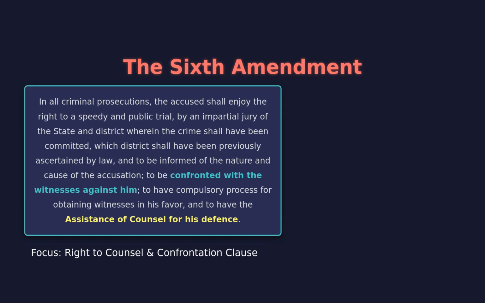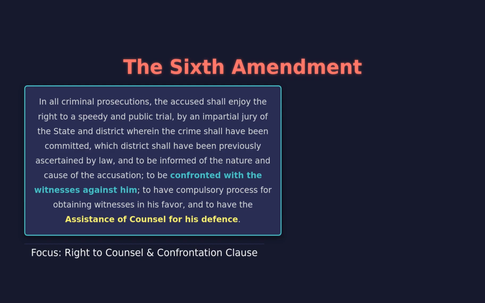impartial jury of the state and district wherein the crime shall have been committed, which district shall have been previously ascertained by law, and to be informed of the nature and cause of the accusation, to be confronted with the witnesses against him, to have compulsory process for obtaining witnesses in his favor, and to have the assistance of counsel for his defense." For the purposes of this module, we focus intensely on two core components.